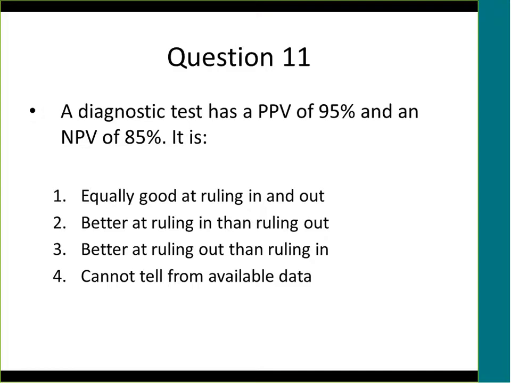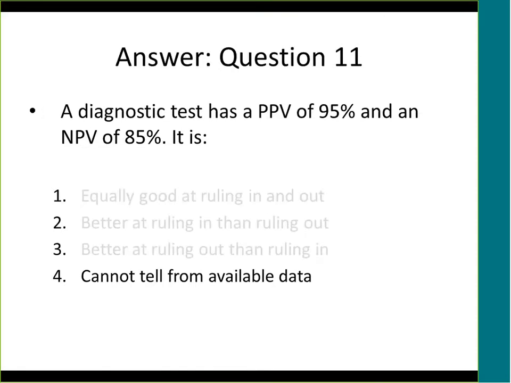Okay, so moving on to the next question, we have a diagnostic test which has a positive predictive value of 95% and a negative predictive value of 85%. Is this test equally good at ruling in and ruling out disease? Is it better at ruling in than ruling out? Is it better at ruling out than ruling in? Or you can't tell from the available data?